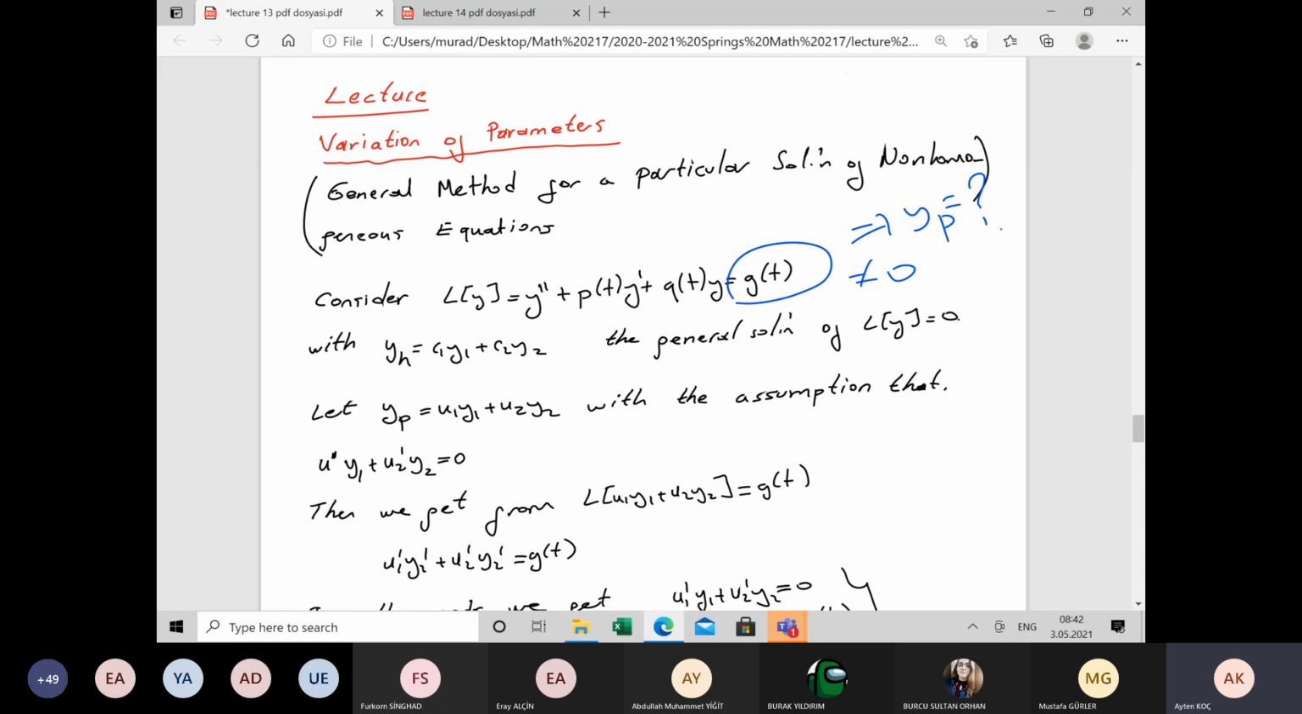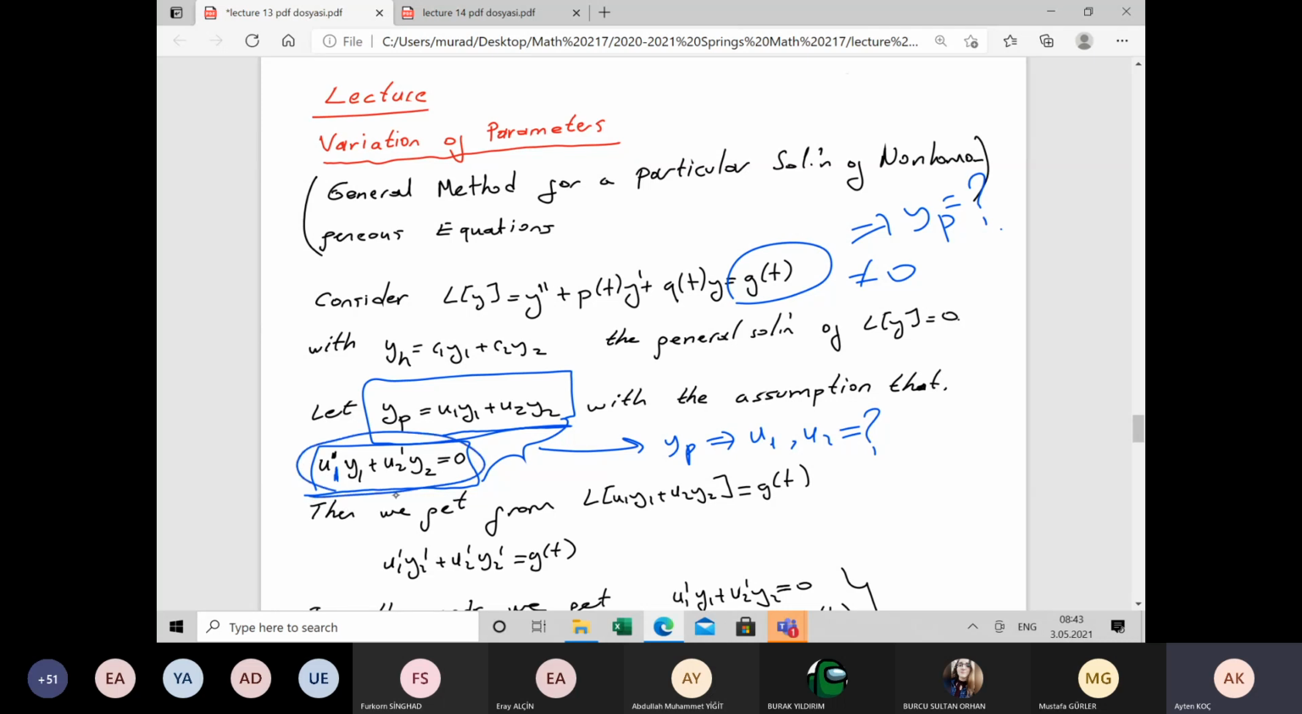Now assume that the particular solution is u1 y sub 1 plus u2 y sub 2, with this assumption, and there's a typo here: u1 prime y sub 1 plus u2 prime y sub 2 is 0. So our aim is to find y sub p, which means finding u1 and u2, such that u1 and u2 satisfy this equation.